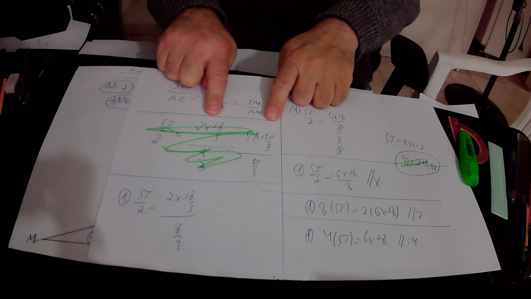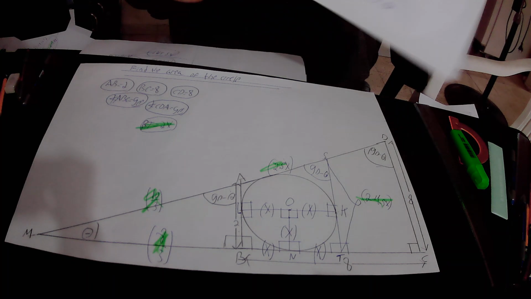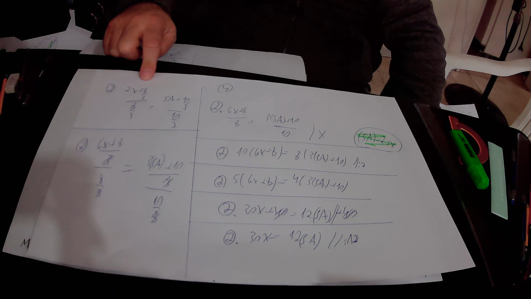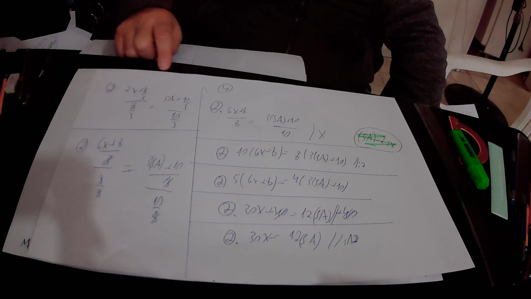Those two sides are equal to each other, therefore we get equation 2 from those two sides that are equal to each other. So according to equation 2, 2x plus 8 over 3 over 8 over 3 equals SA plus 8 over 3 over 8 over 3 plus 10 over 3 over 10 over 3.